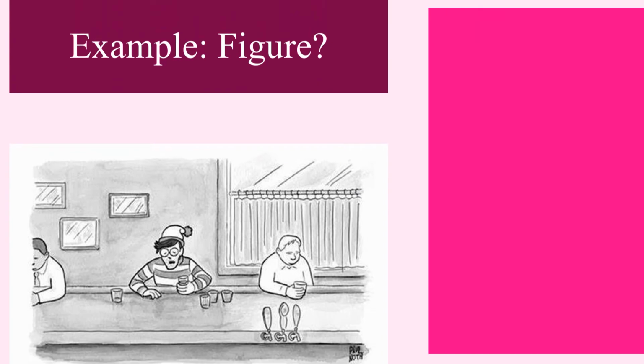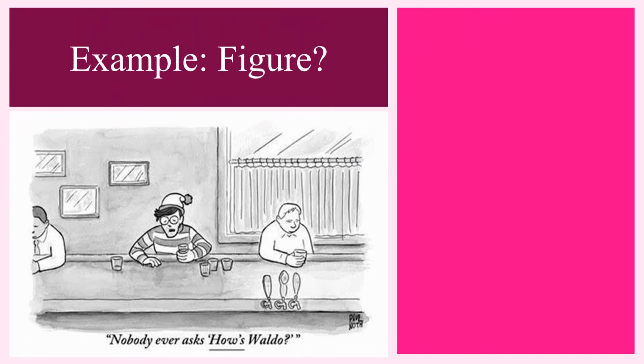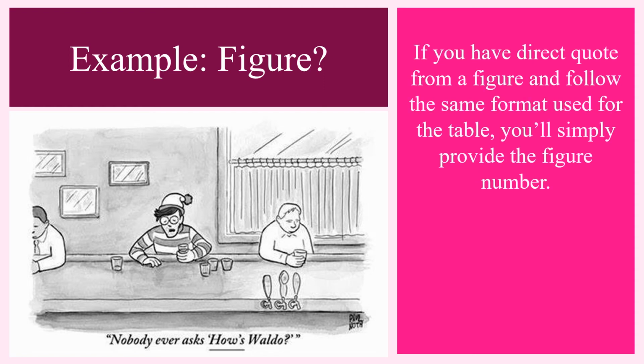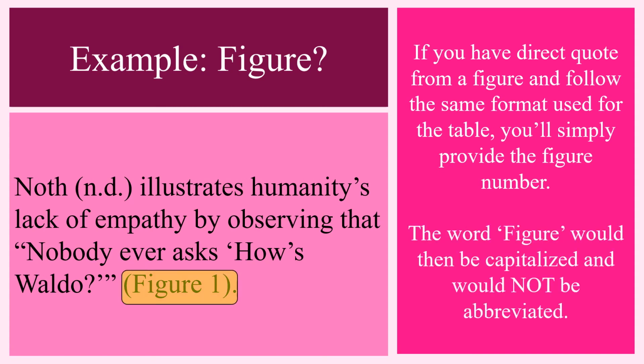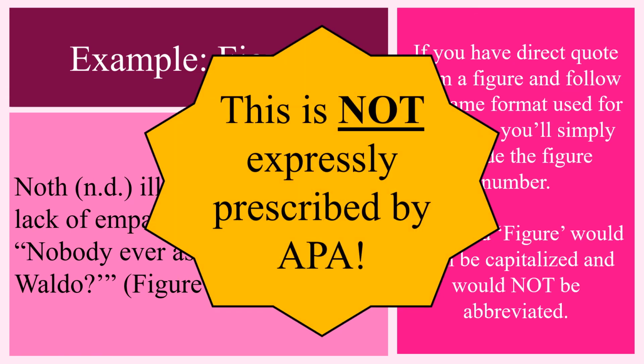Let's assume that we're creating an in-text citation for a quote pulled from an illustration. If you have a direct quote from a figure and you decide to follow the same format used for the table, you'll simply provide the figure number. Here we have Noth (n.d.) illustrates humanity's lack of empathy by observing that nobody ever asks, "How's Waldo?" In this case, the word Figure would be capitalized and it would not be abbreviated if we're using the template used for a table. But keep in mind, this is not expressly prescribed by APA. They do not have instruction on how to create a citation for a quote from a figure.